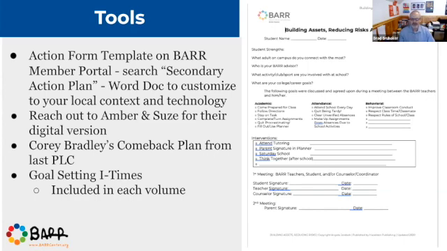As Susan and Amber have already mentioned, they've already provided a couple things, but you can reach out to them. We'll give you their contact information. Corey Bradley's comeback plan is very similar to an action planning document. He shared that last month, and shared that he was open to people reaching out to him for that information.